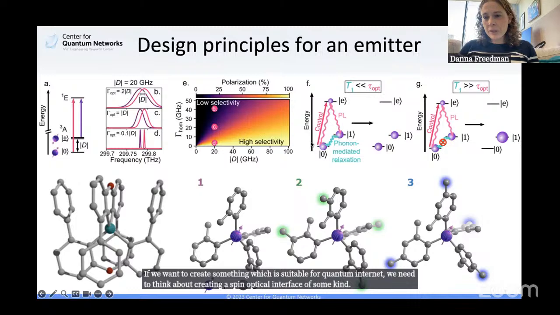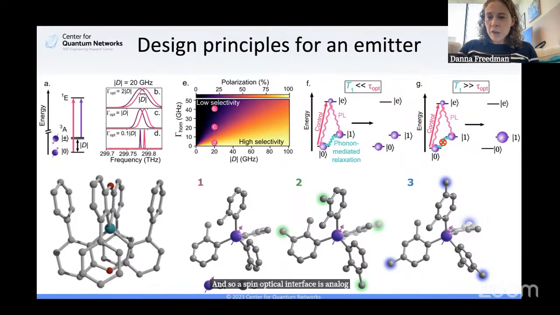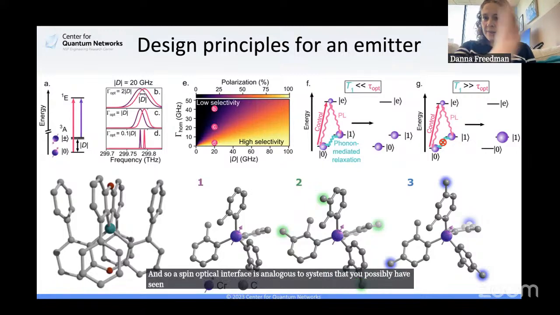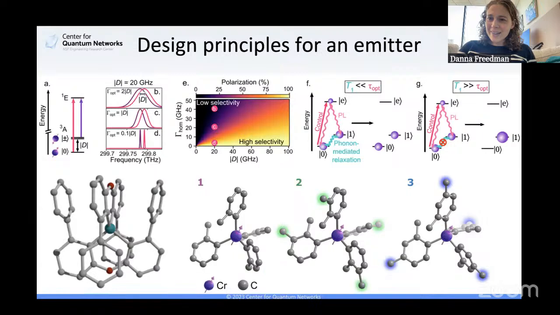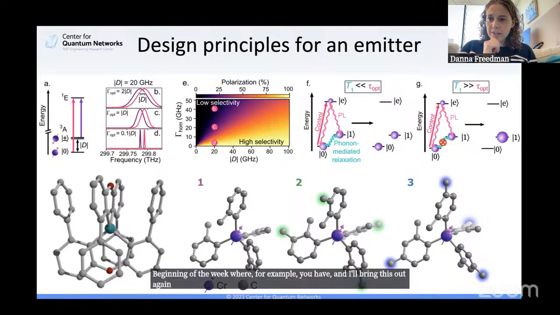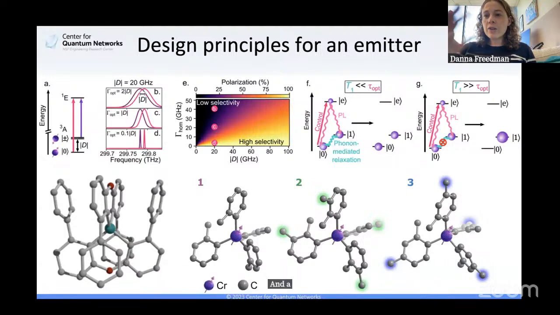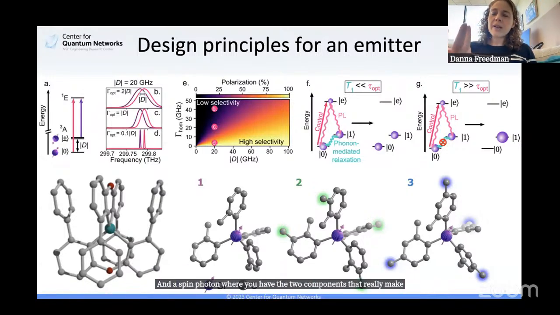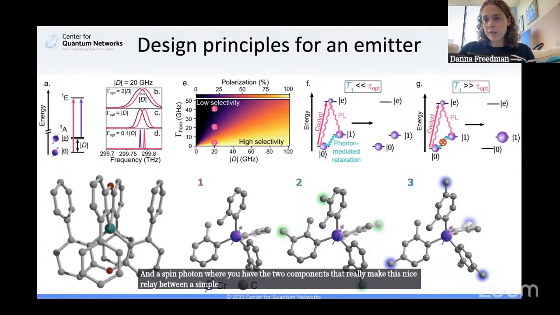And so a spin optical interface is analogous to systems that you possibly have seen earlier in classes in the beginning of the week, where, for example, you have, and I'll bring this out again, an anionic nitrogen vacancy pair defect in diamond, or a tin vacancy, or other similar centers that feature this optical readout of spin information, or a connection between an optical photon and a spin, where you have the two components that really make this nice relay between a simple flying qubit, a photon that can transmit your information, and the spin, which can be much more easily manipulated.